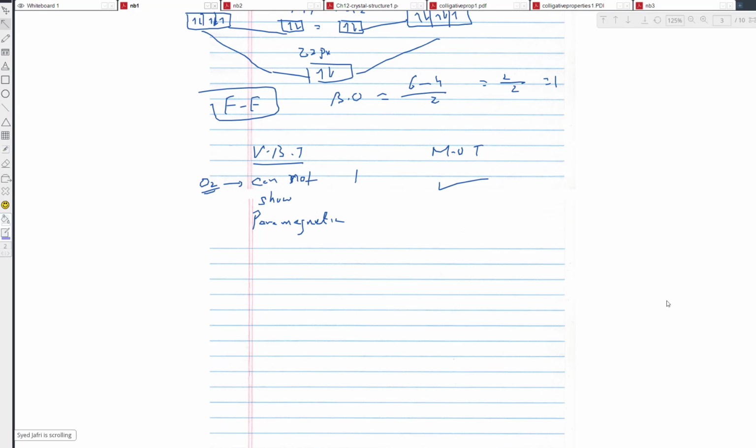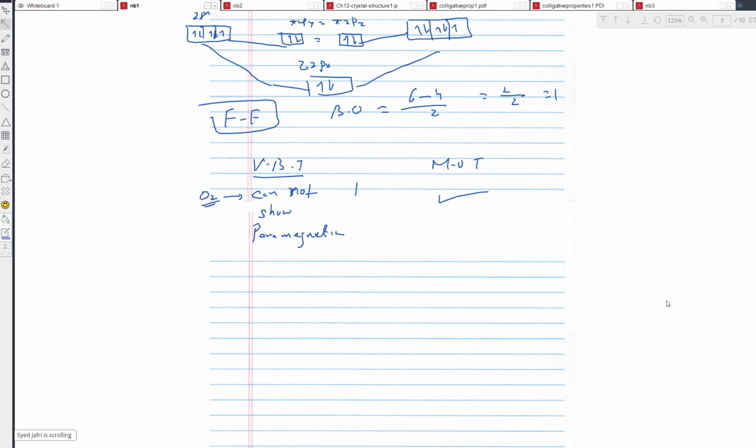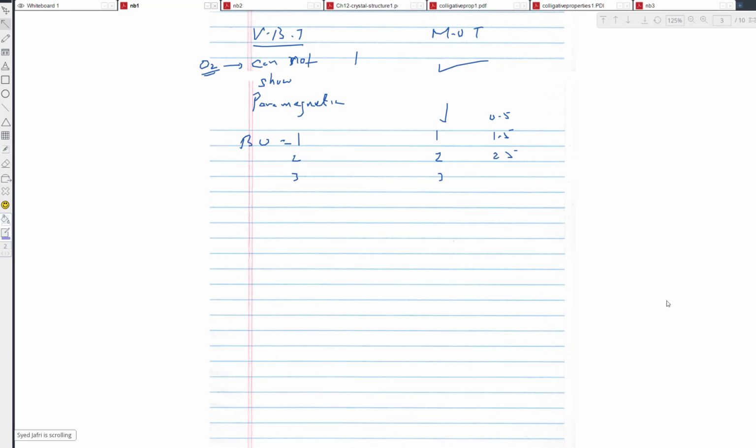I'm sorry, it was cutting out. So the valence bond theory cannot show it, but the molecular orbital theory can. And the other thing is, in valence bond theory, you have the concept of bond order of 1, 2, 3, but not 1.5, 0.5, or 2.5. Molecular orbital theory gives the concept of not only 1, 2, 3, but also 1.5, even 0.5, even 2.5, something like that.